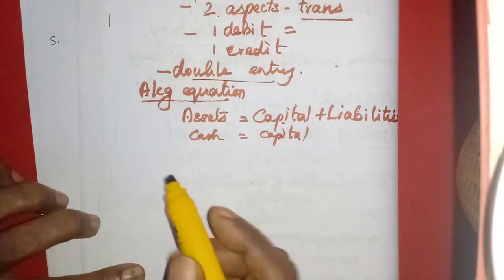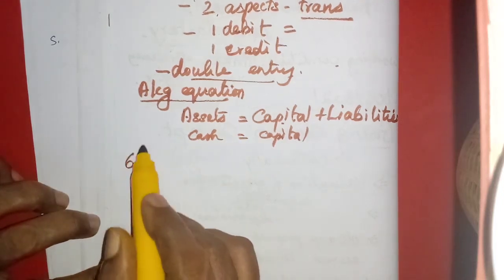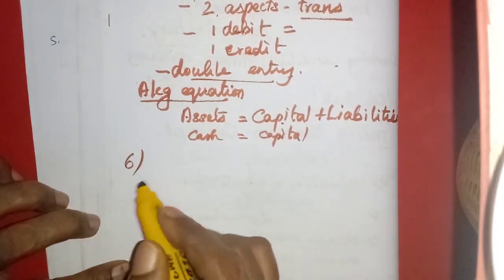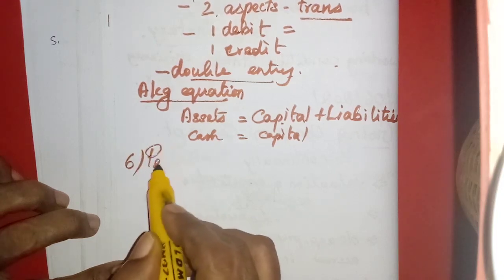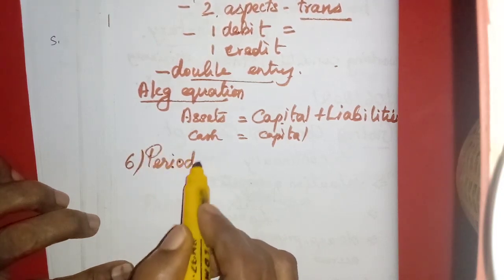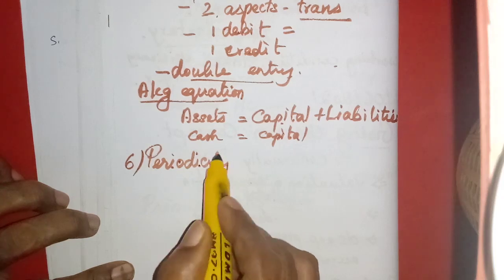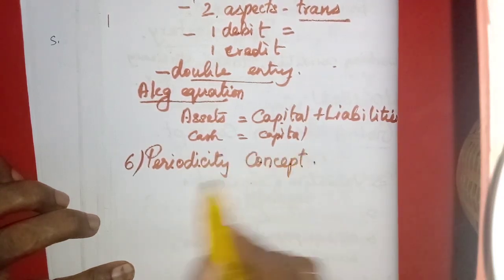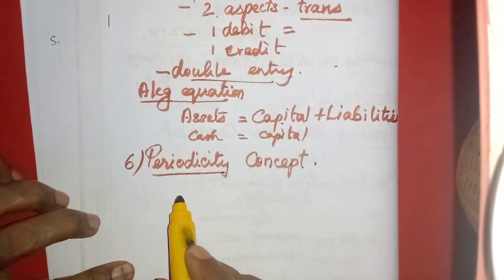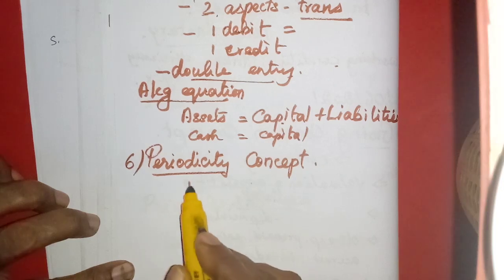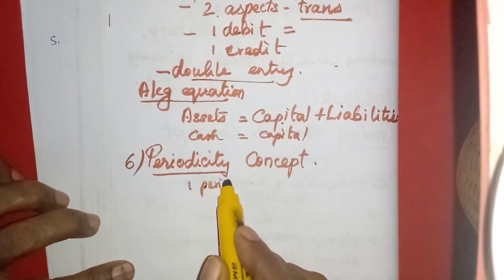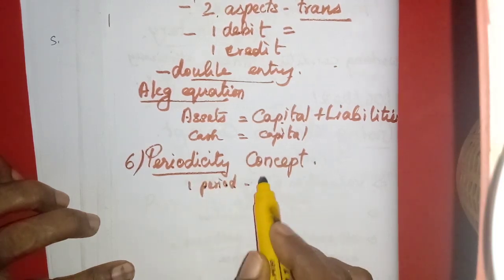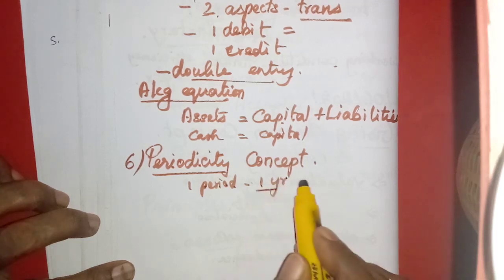Okay. Then the next concept, periodicity concept. The books of accounts should be prepared for one period, isn't it? One common period must be there. Here we calculate it as 1 year, maybe the financial year.